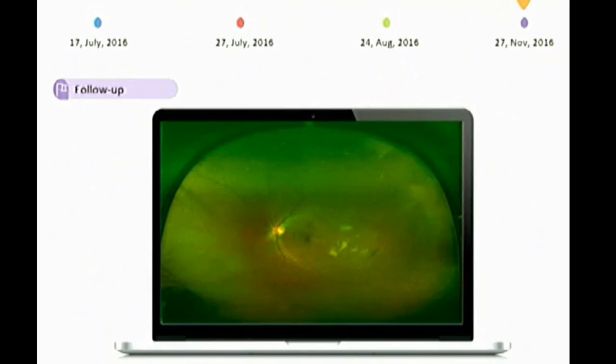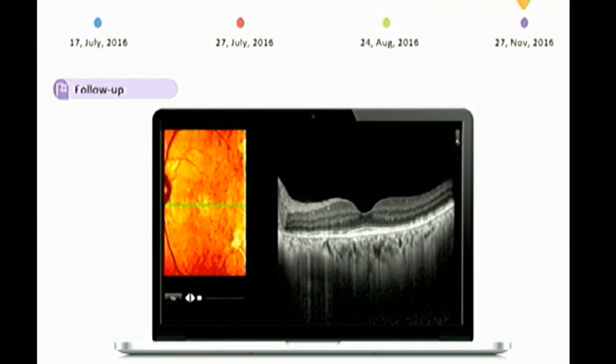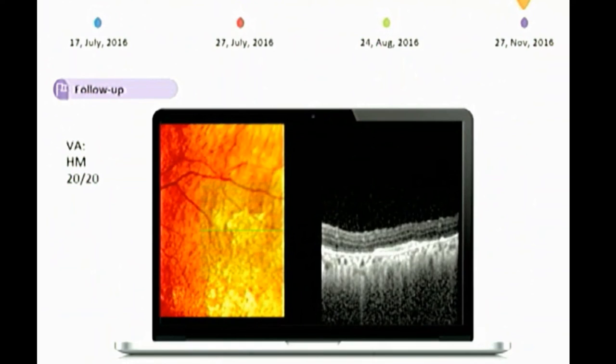She came for her next follow-up, which was approximately 2 months after that. These were her fundus photos showing almost complete regression of the mass. And those are the FFAs, and the B scan also shows regression of the size of the choroidal mass, or we can say choroidal granuloma. The vision also improved to 20/20.